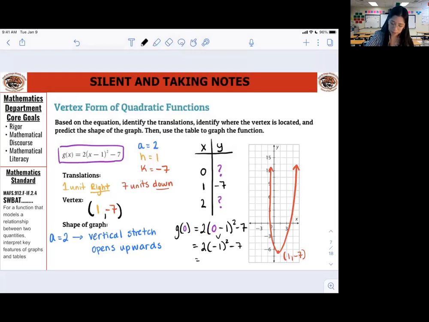+1. So I have 2 times 1 minus 7. 2 times 1 is 2. And what's 2 minus 7? -5. So my output is -5. The point is 0, comma, -5.